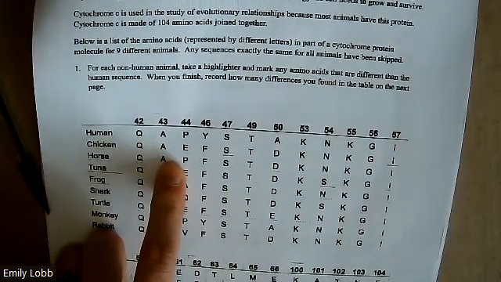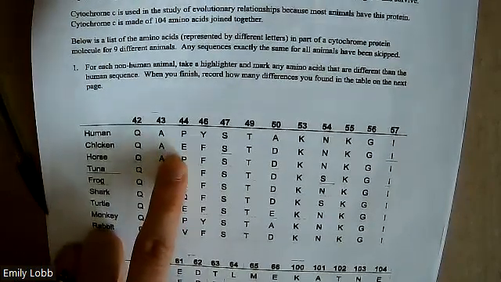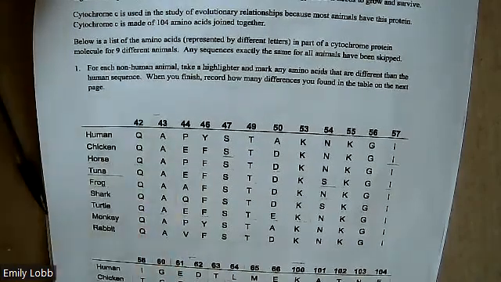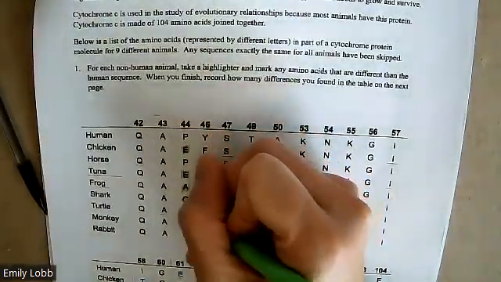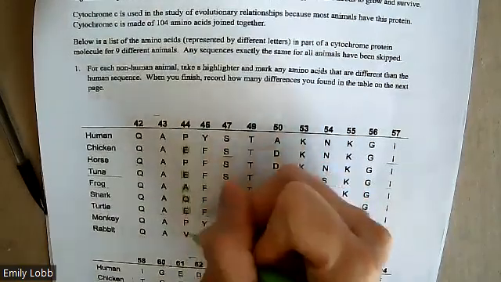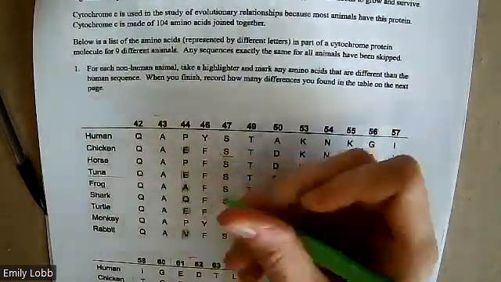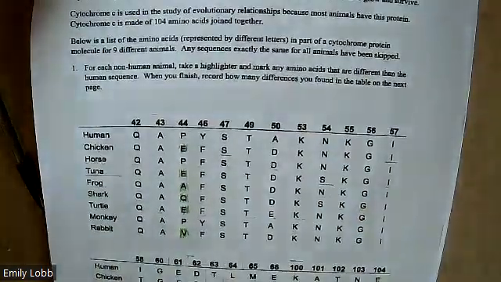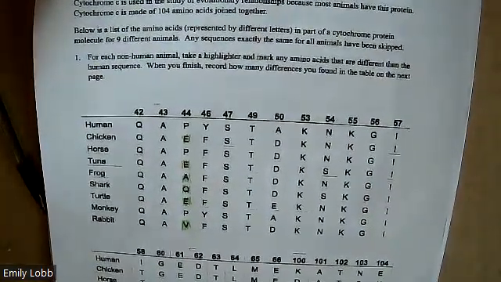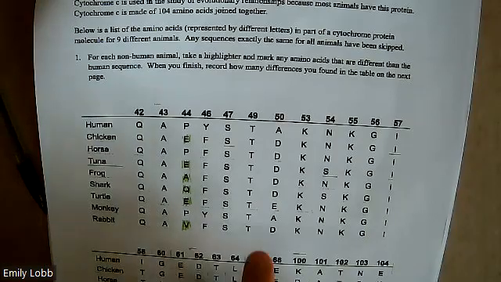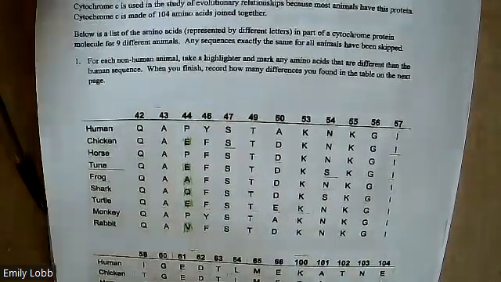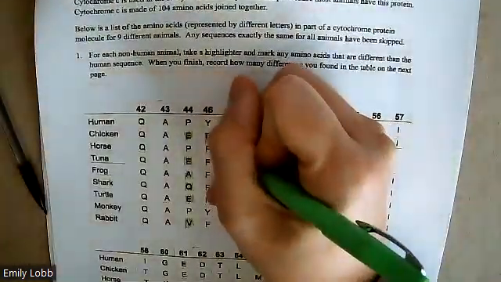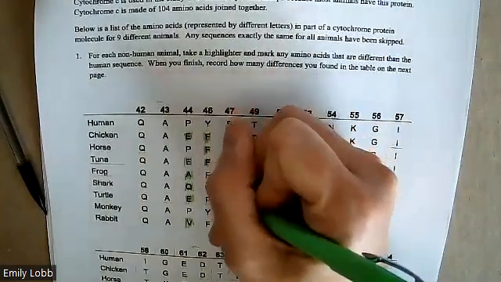Your voices should be off. You should be following along. With your highlighter, we're highlighting anything that's not the same. So we're highlighting anything that's not P in this row, because the human is P. At 46, we're highlighting anything that's not Y, because human is Y.